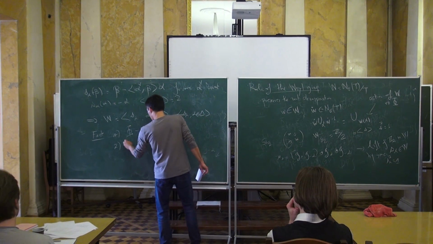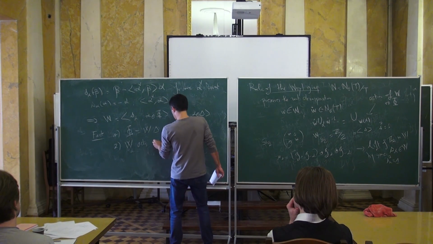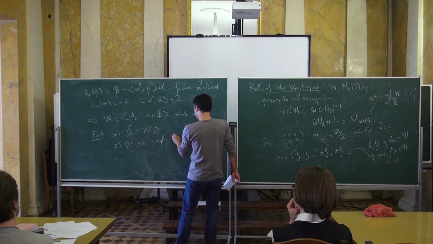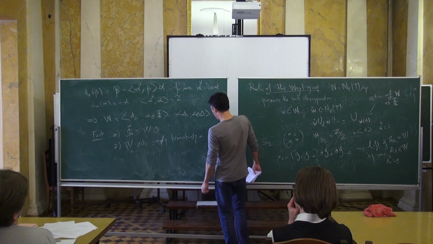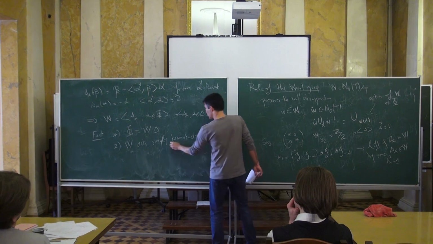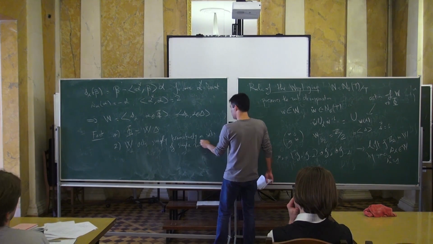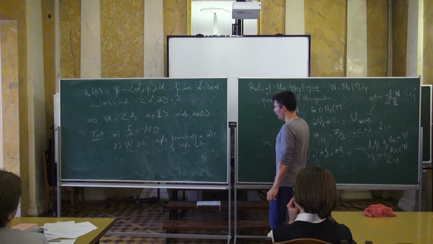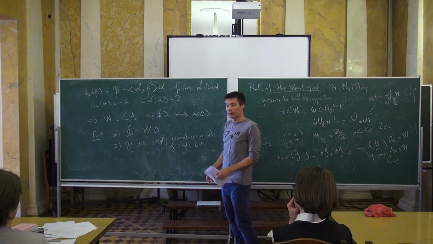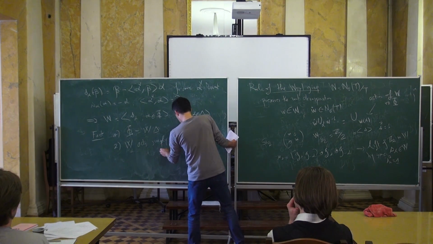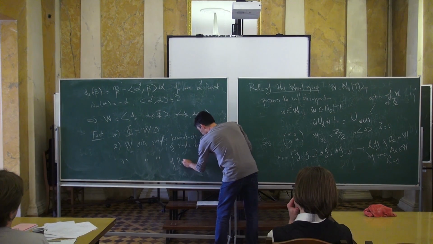And the fact is that W acts simply transitively on sets of simple roots. And remember that simple roots were defined from a Borel group containing the maximal torus. It also acts simply transitively on the set of Borel subgroups containing T.